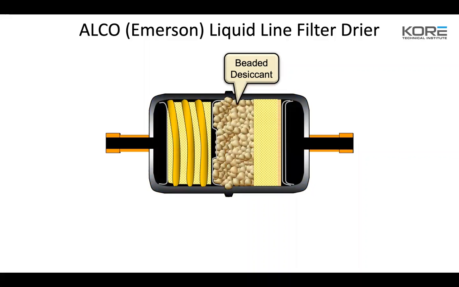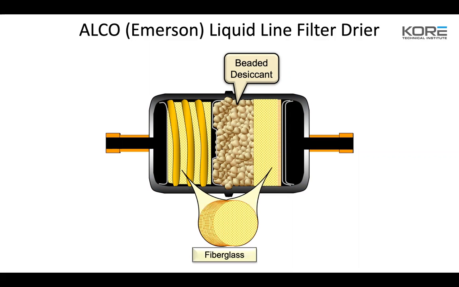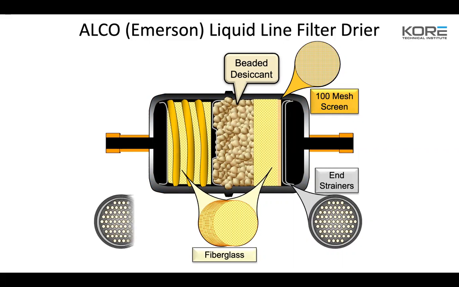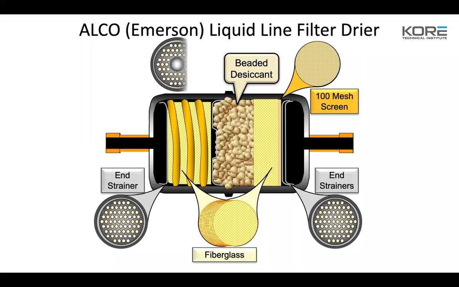So liquid line filter dryer for Alco. In this construction, you kind of see why I prefer Sporlan over the Emerson. I like the way they're constructed inside a lot better. You've got fiberglass pads on both sides. You still have your 100 mesh screen and you still have your end strainers, but you have strainers on both sides instead of just the back side of that dryer.